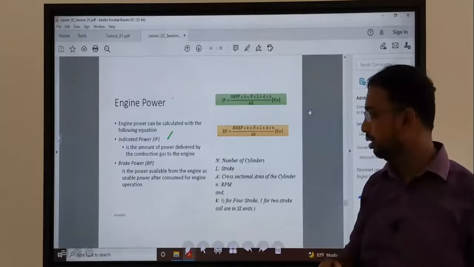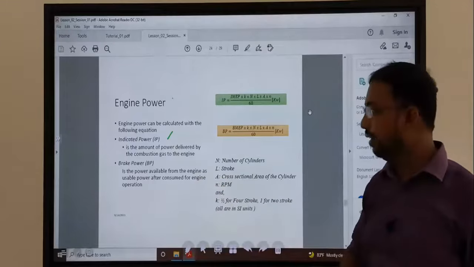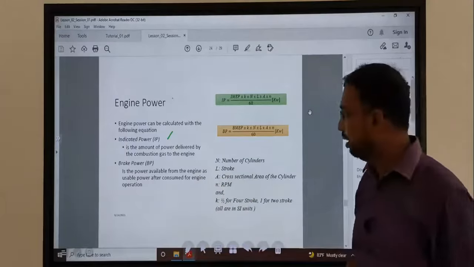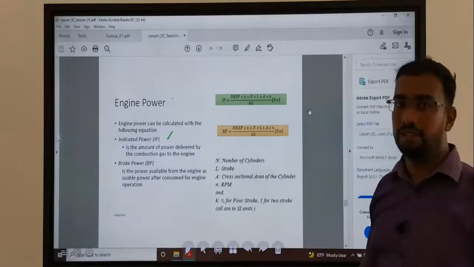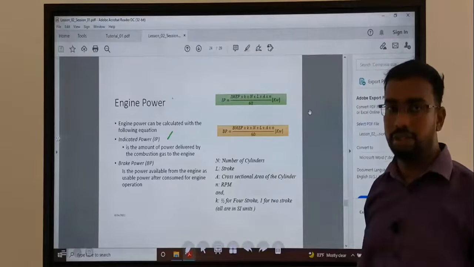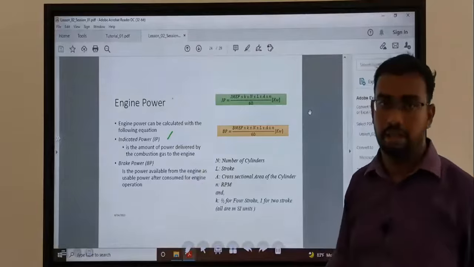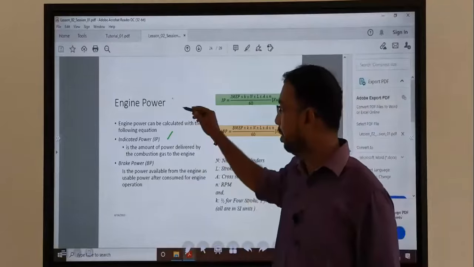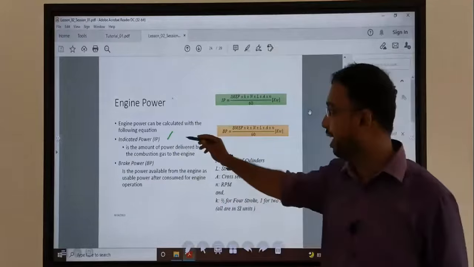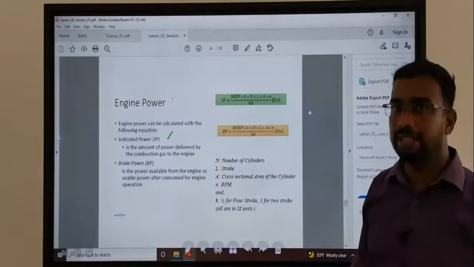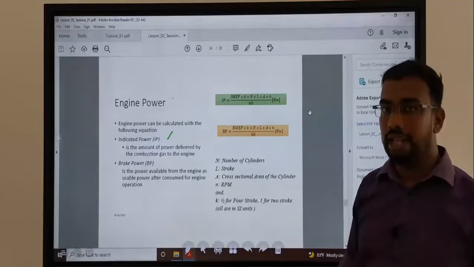The remaining power is delivered to what? To work the vehicle, through the transmission, the remaining power is transmitted to the function of the vehicle. So this is the output power from the engine. After some amount of indicated power is used for engine operation, the remaining power delivered from the engine we call the engine power.